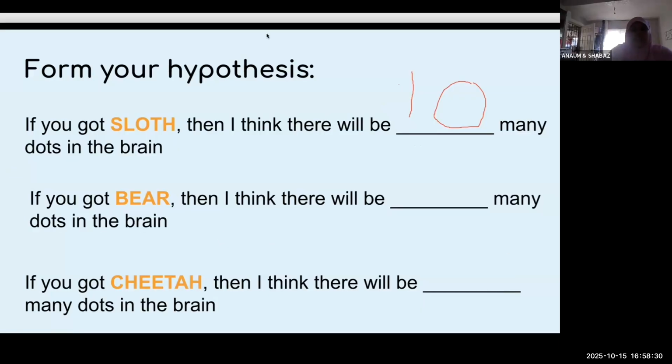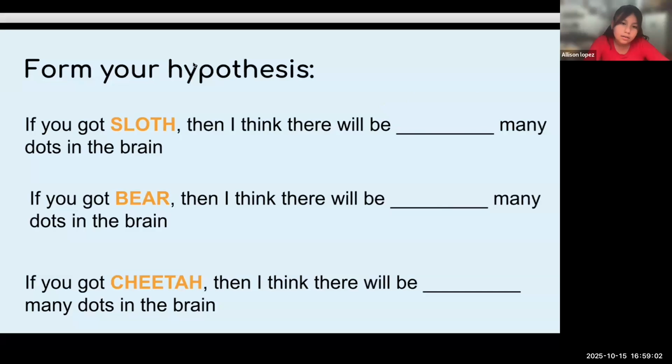I think for the bear, there would be not too many dots or not too little, like in the middle, because the bear is faster than a sloth and it could think better. And can someone tell me about the cheetah? It has a lot of dots because it's really fast, and it's mostly known for its speed and its hunting, which is really good because they don't hibernate, which means they're hunting and running almost 24/7. Those are all really great hypotheses.